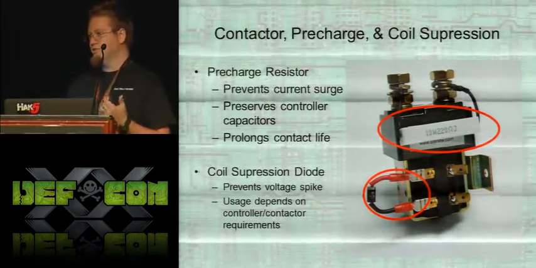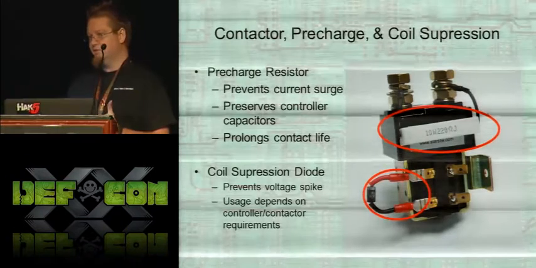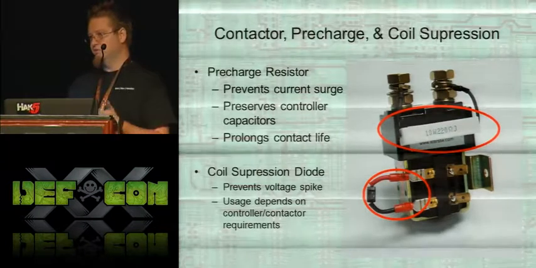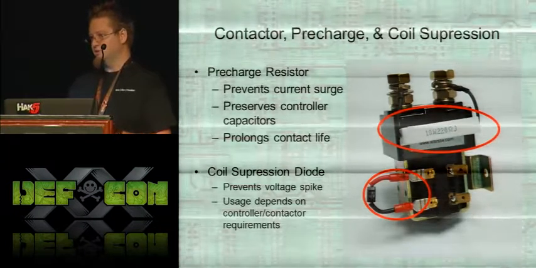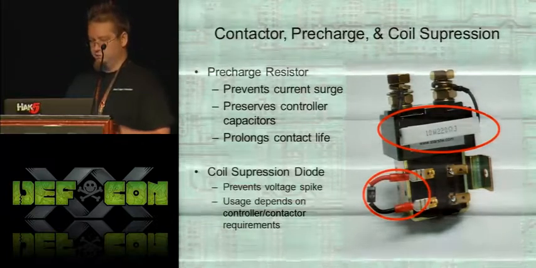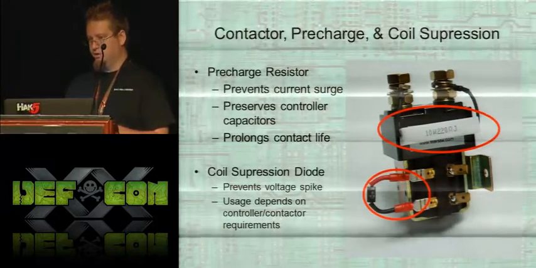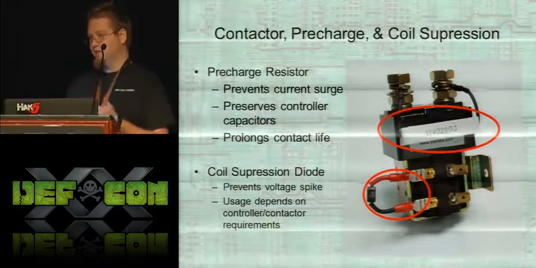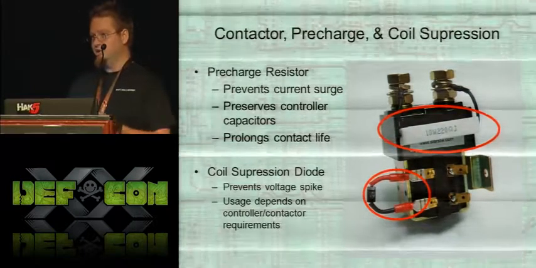So what you do is you stick a resistor in the circuit, and that way you can control how much resistance is there, how much current goes in. You give it 5 or 10 seconds to charge up the capacitors before you turn on your full contactor, and that way you protect your controller. It also protects the contactor, because if you're pushing infinity amps, you basically have a spot welder, so that can ruin things.